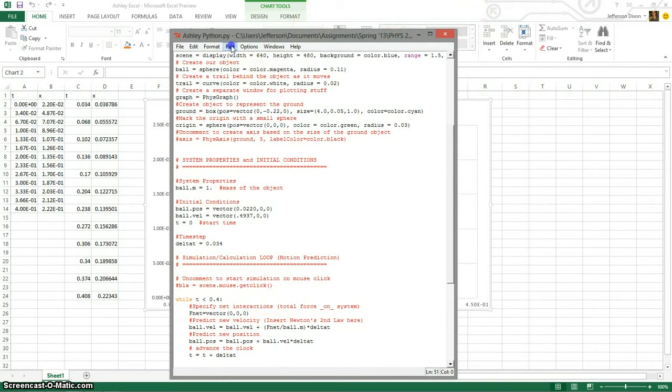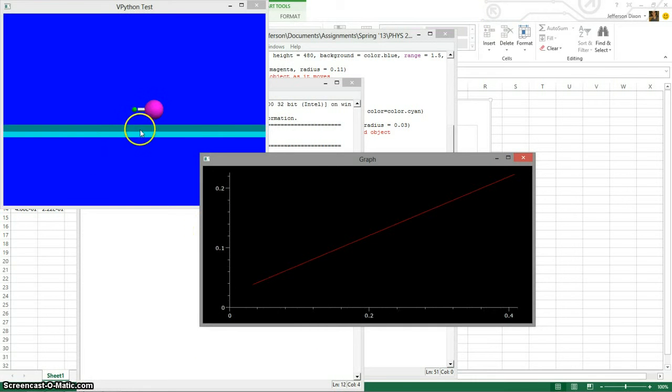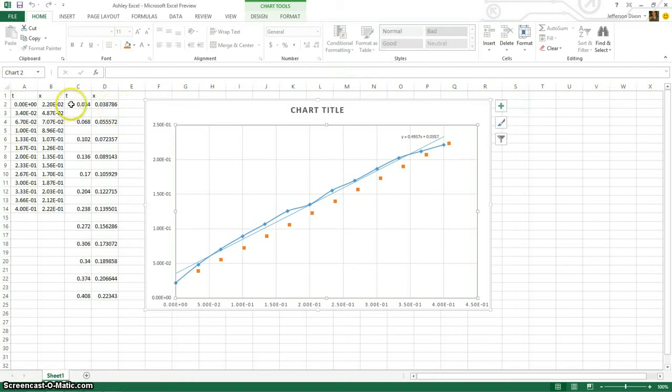I then can run my program, and as you see here, the ball moves at the same speed and the same distance as the water moved across the pavement. You also can see here that this movement corresponds to this graph shown here. And I extracted these points and put them back onto the Excel sheet, which are these points shown here, and those correspond to these orange dots shown here.